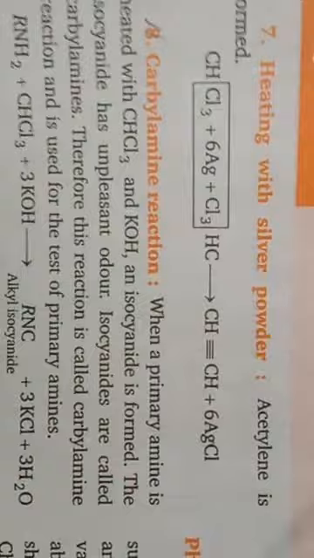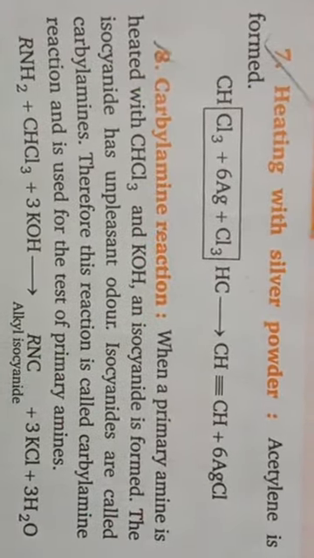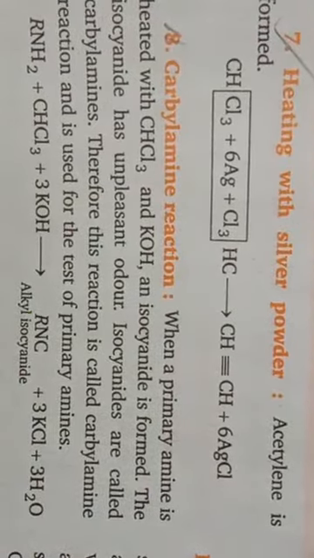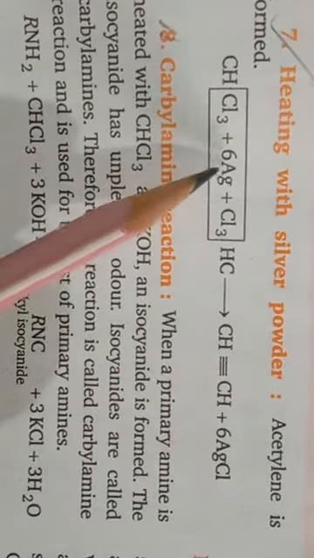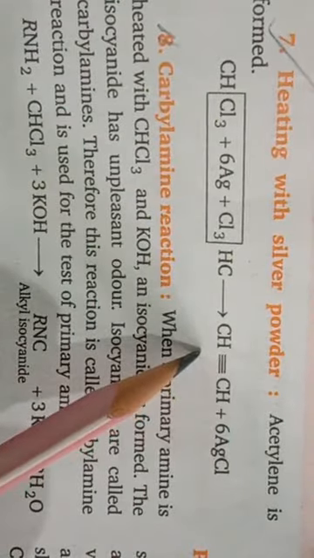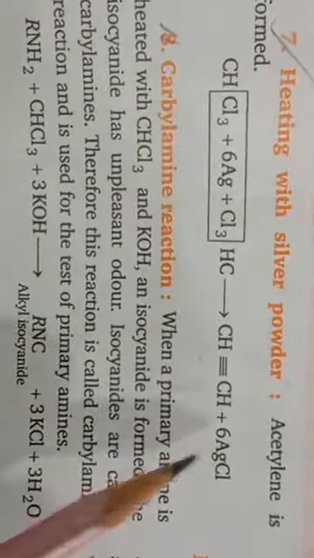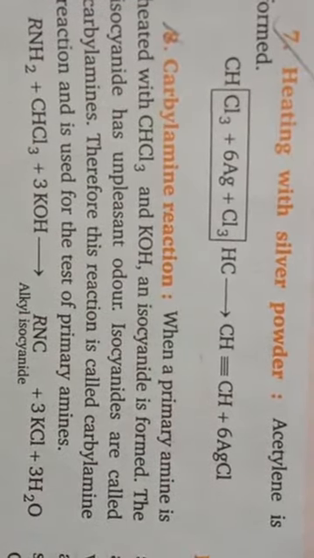The next property of chloroform is with silver powder. Important property, silver powder. When chloroform reacts with silver, acetylene is formed as a product. So two molecules of chloroform with silver, acetylene is formed, or ethyne.